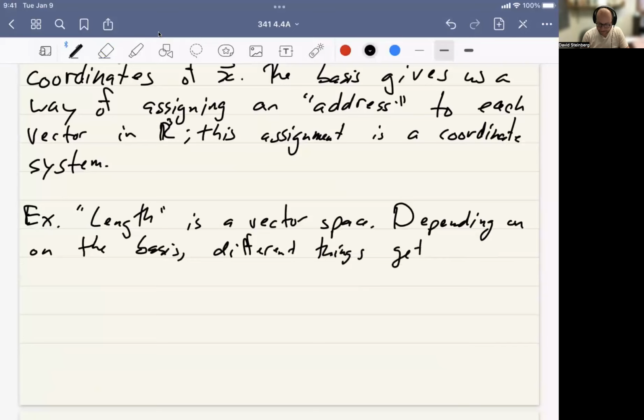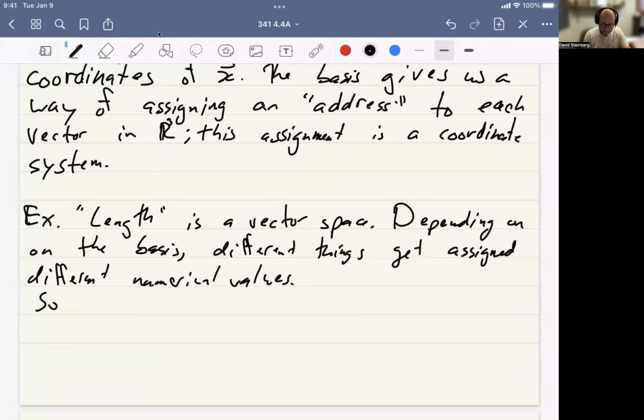Different things get assigned different numeric values. Okay. So for example, if your basis is 1 centimeter, then you're like 180 centimeters tall.